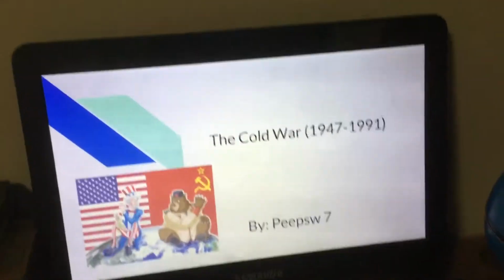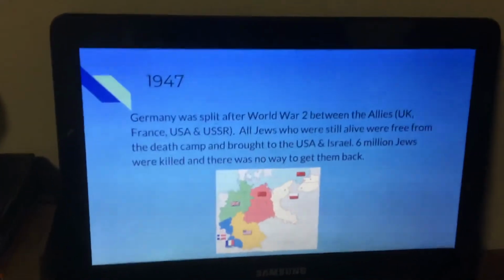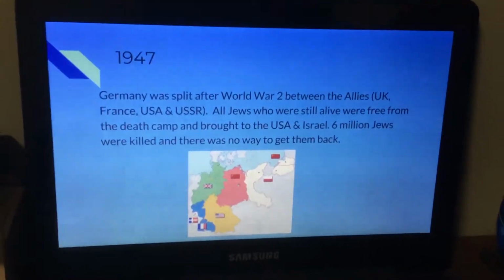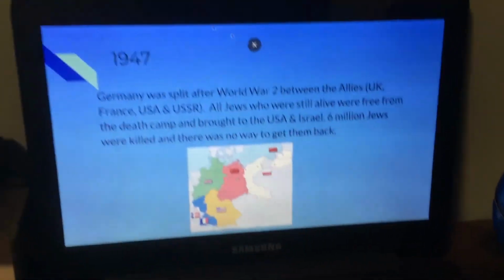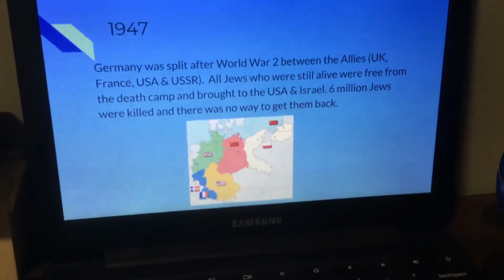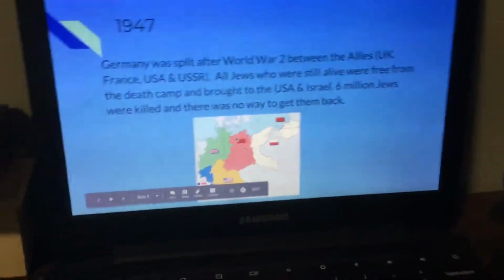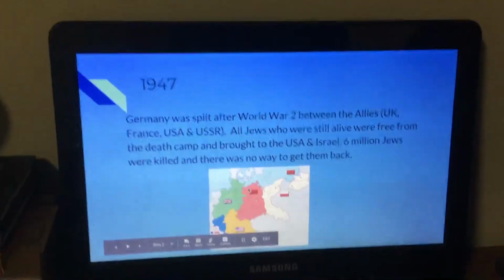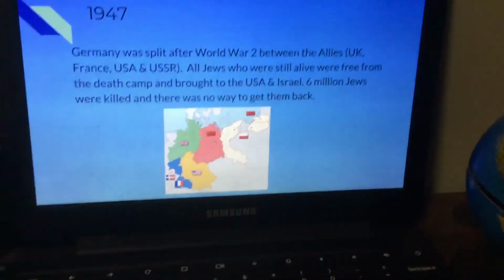So here we are, the Cold War. In 1947, Germany was split after World War II because the Allies defeated Germany, and you can see from this diagram. All Jews who were still alive were freed from the concentration camps and brought to the United States and Israel. 6 million Jews were killed, and there was no way to get those people back.